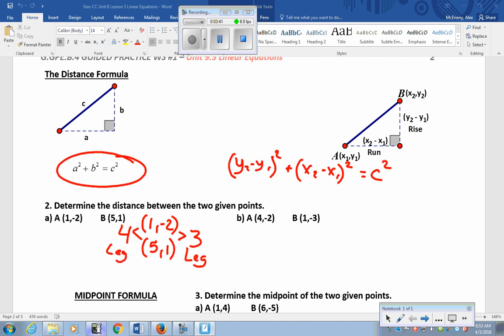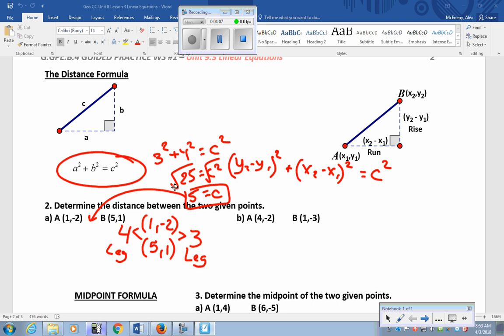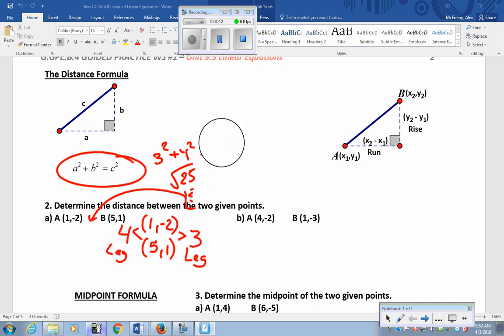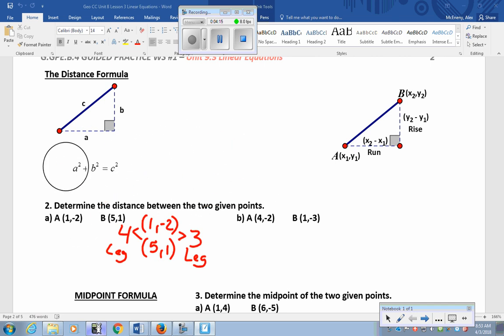So what it's going to end up being is 3 squared plus 4 squared equals c squared. So in this case, you get 9 and 16 for 3 and 4 squared, which add up to be 25. And then you take the square root of 25, which ends up being 5. So the answer for this one would be 5 for the distance. So we're going to move on right now. We'll go and look at a midpoint question.